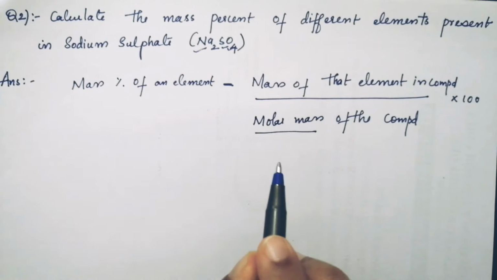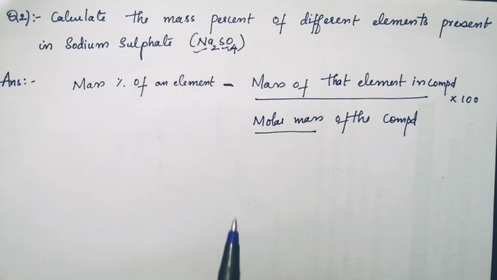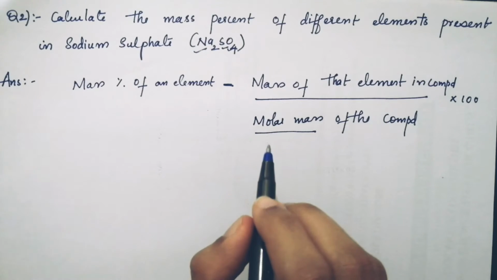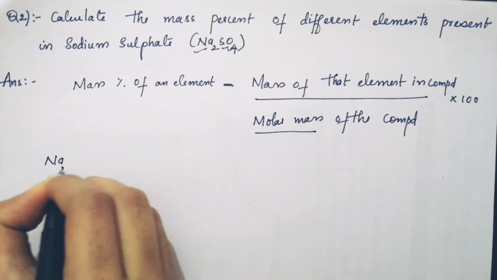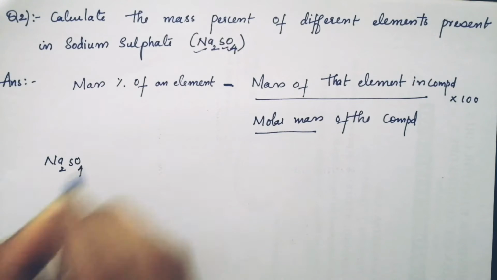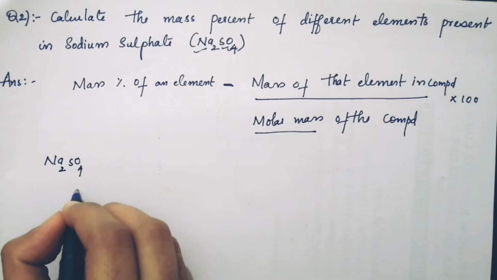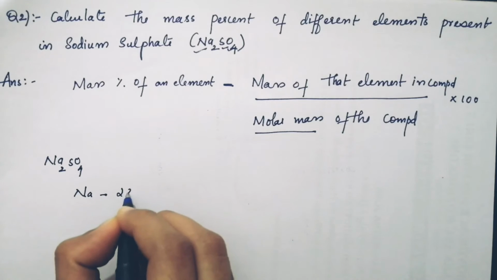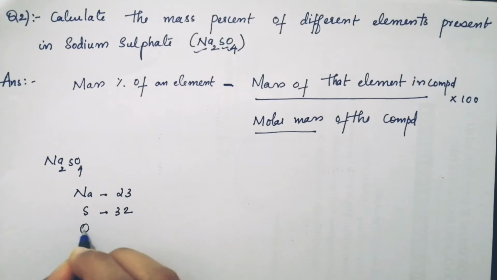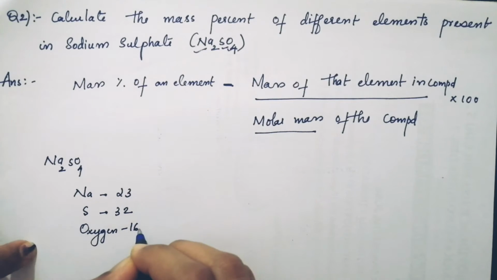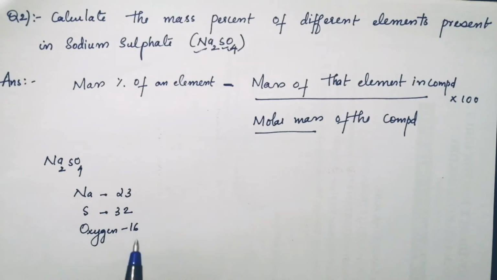Molar mass is the mass of 1 mole of a compound. So we are going to first calculate the molar mass of this compound, that is Na2SO4. So we have the atomic mass of sodium as 23, sulfur as 32 and oxygen as 16. With this information, we can calculate the molar mass.